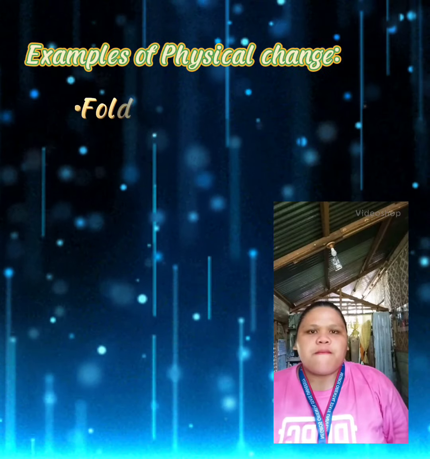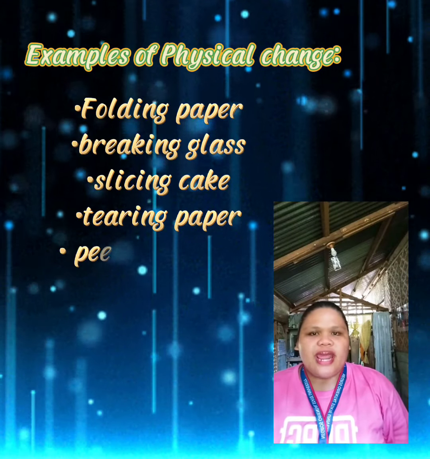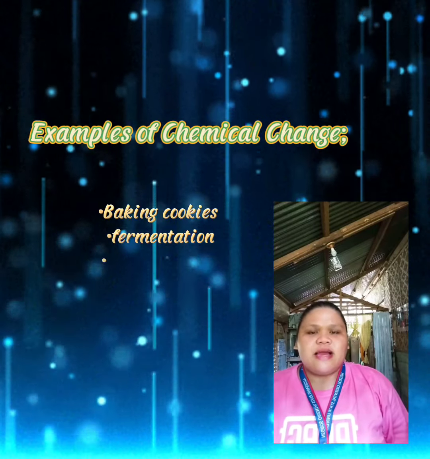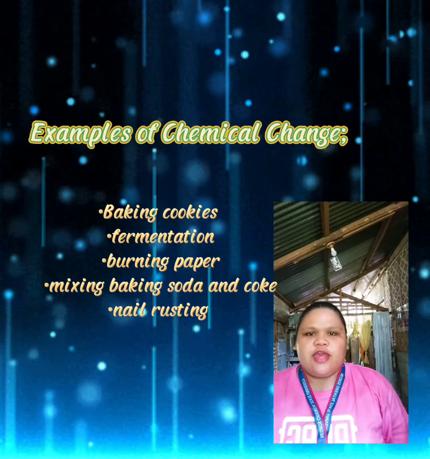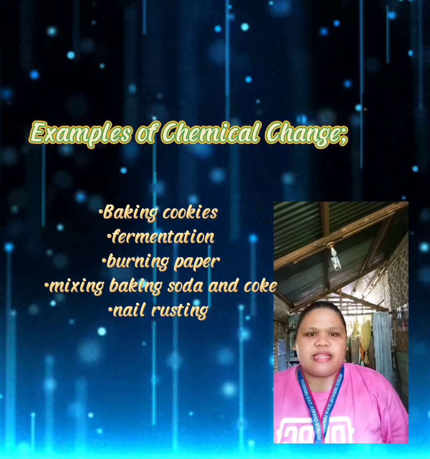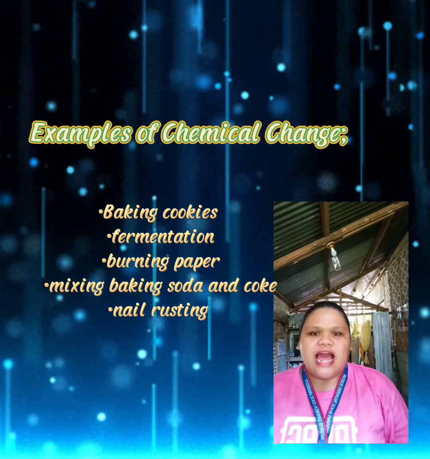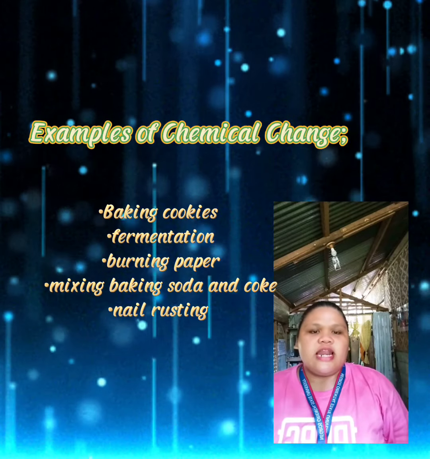Examples of physical change: folding paper, breaking glass, slicing bread, tearing paper, and peeling a mango. Examples of chemical change: baking cookies, fermentation, burning of paper, mixing baking soda and coke, and nail rusting.